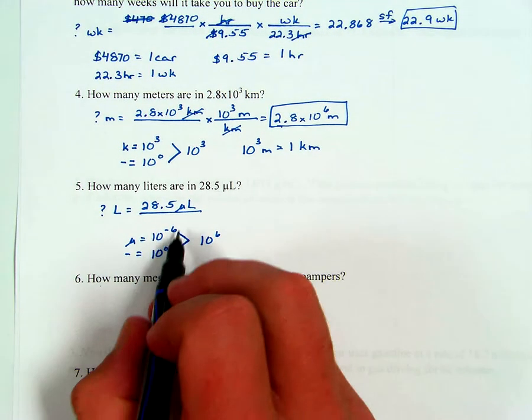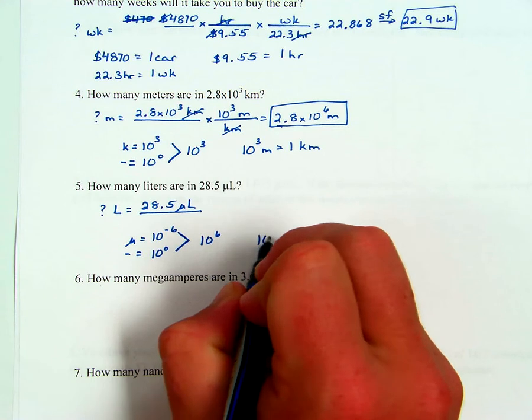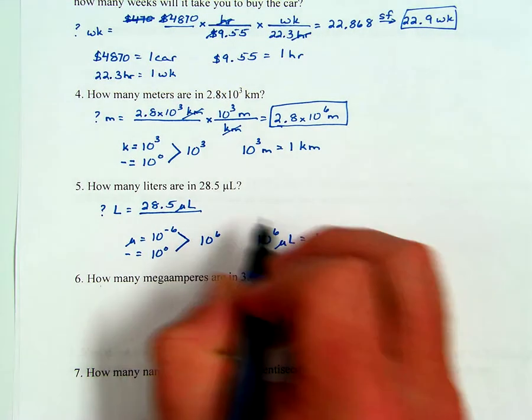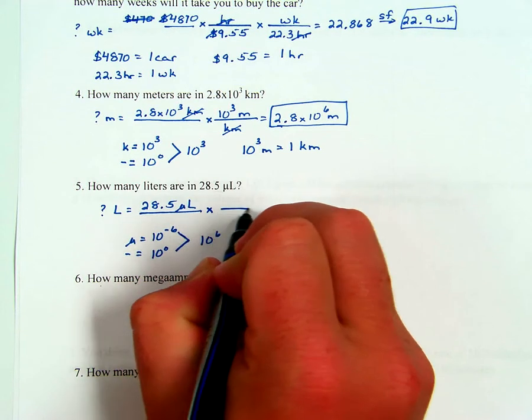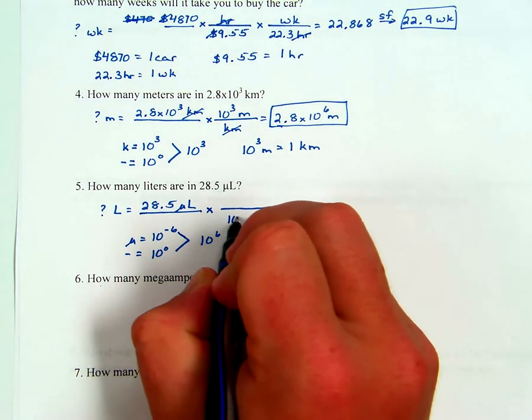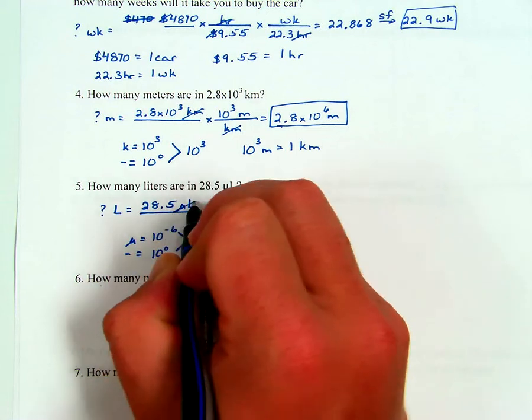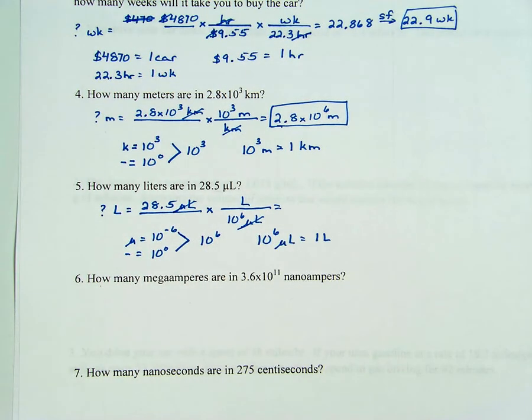Which unit's the smaller unit? Well, that's the microliter, so that tells me there are 10 to the 6th microliters equal to 1 liter. And there's my conversion factor. There are 10 to the 6 microliters in every liter. Microliters cancel. And again, we've done the problem. I just need to get an answer.